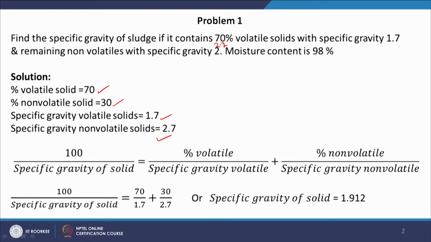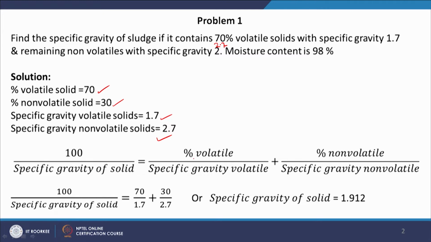Now, how to solve this problem? We have discussed in our previous class that the formula will be like this: 100 by specific gravity of solid is equal to percentage volatile by specific gravity of volatile plus percentage non volatile by specific gravity of non volatile. So, this we have discussed in our previous class. In this case the percentage volatile is equal to 70. If our basis is 100 gram of solid, then 100 divided by specific gravity of solids is the volume of the total solid.